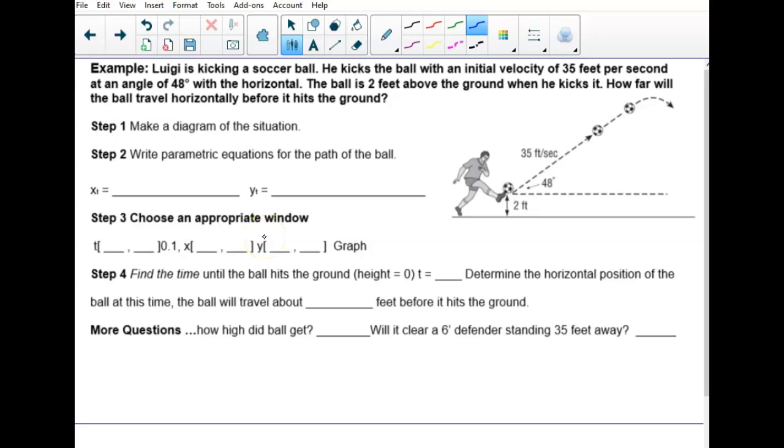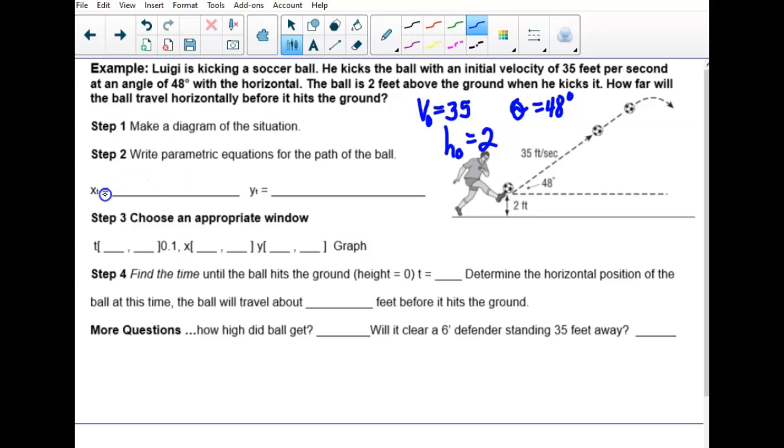We skipped this yesterday. It says Luigi's kicking a soccer ball. He kicks the ball with an initial velocity of 35 feet per second, so v sub 0 is going to be 35, and an angle of 48 degrees. Theta is going to be 48. Please don't mix those up, okay? And the ball is 2 feet above the ground when he kicks it, so the initial height is 2 feet. How far will the ball travel horizontally before it hits the ground?